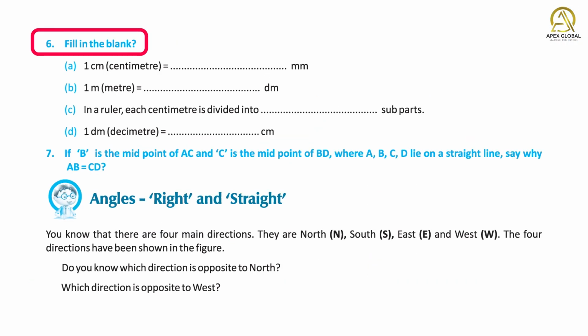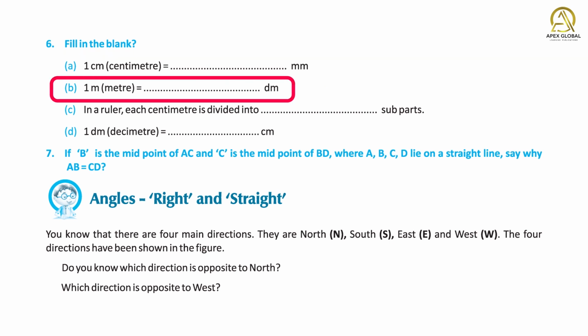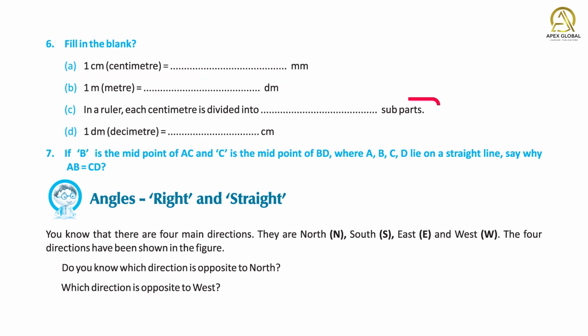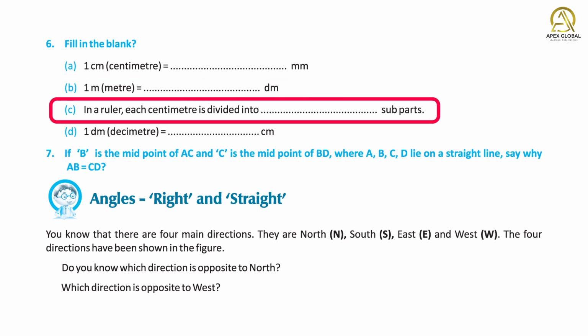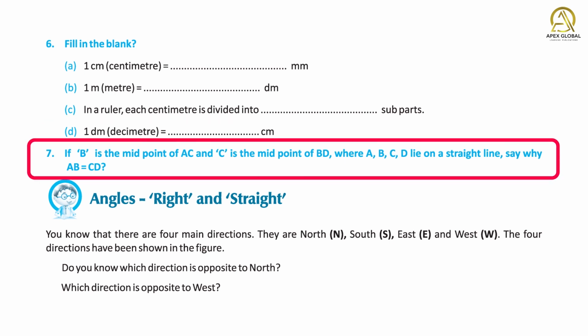Question 6. Fill in the blanks. A. 1 cm is equal to 10 mm. B. 1 meter is equal to 10 decimeter. C. In a ruler, each centimeter is divided into 10 subparts. D. 1 decimeter is equal to 10 centimeter. Question 7. If B is the midpoint of AC and C is the midpoint of BD, where A, B, C, D lie on a straight line, say why AB is equal to CD.